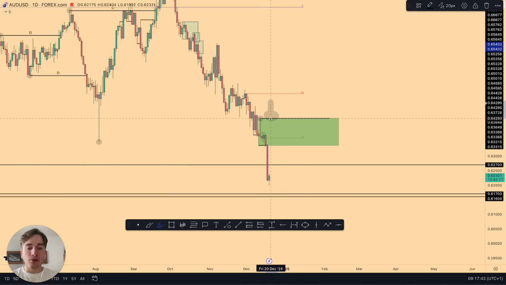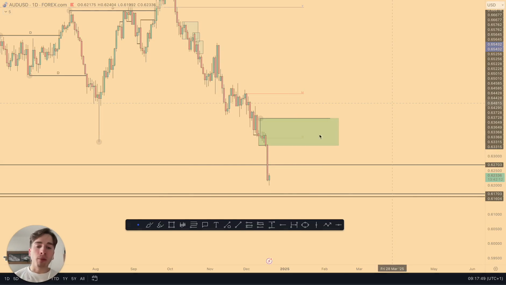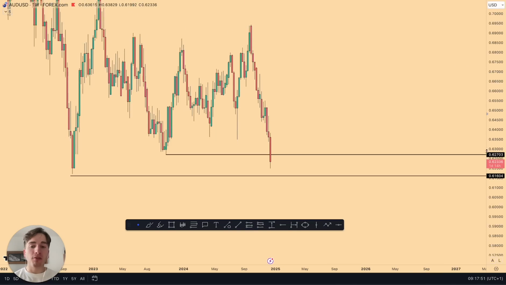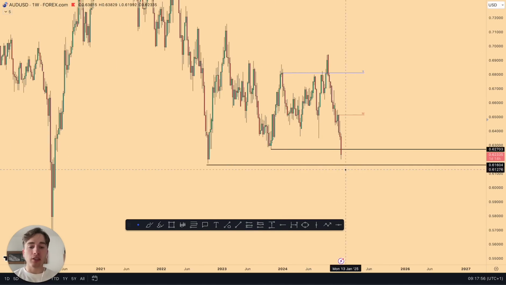This is now here your fractal high. As long as this black line is respected, AU is a short, guys. As simple as that. I'm not going to call the bottom. I'm only going to follow the overall momentum further downwards. There is no reason for AU to suddenly reverse in towards the highs.